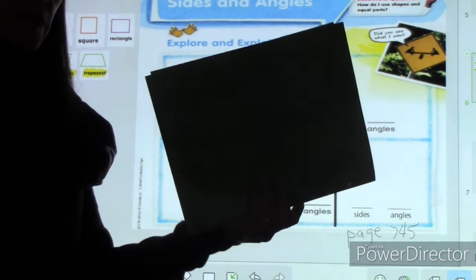We're going to be doing a little more geometry. We're talking about shapes still. Today we're going to be talking about the angles and sides in a shape. So you can see I have a rectangle here in my hand.